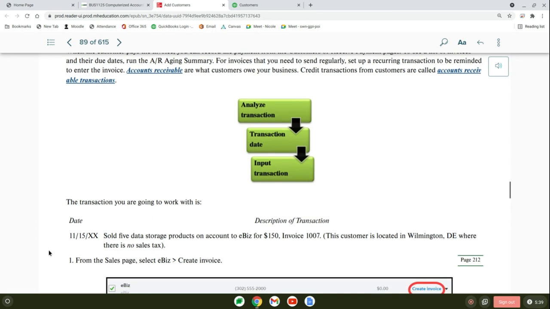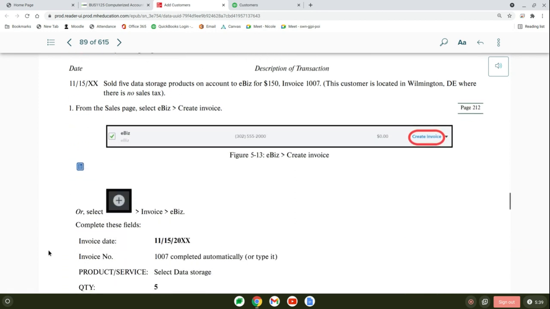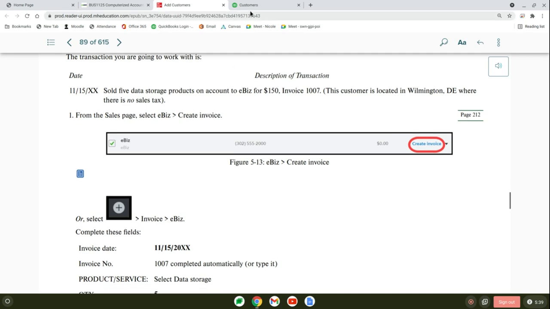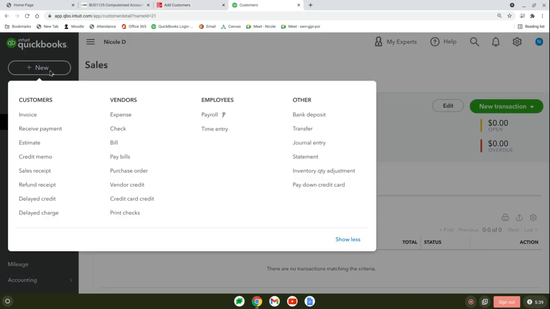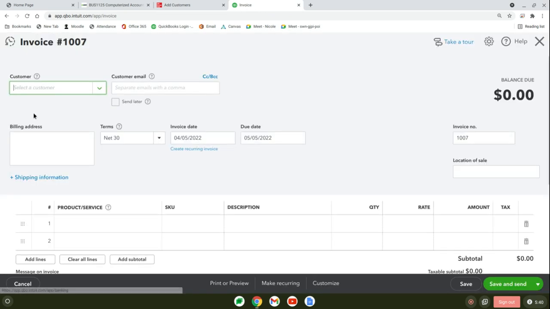Okay? So we already have these customers inputted, so now all we have to do is put in our first invoice. Well, not our first, because we really did in chapter 1, but for this company. So we'll go to plus sign new and invoice, and then our first invoice is going to be eBiz, okay? So let's do that. Under customer, the very first one is invoice. And we're going to select eBiz, and it's going to be for 11/15.